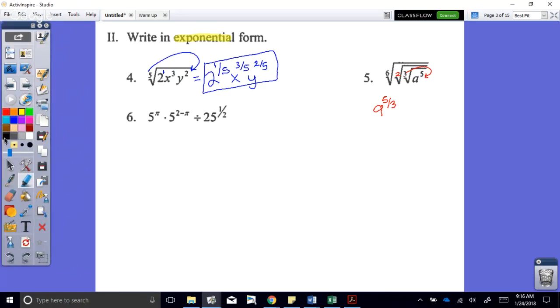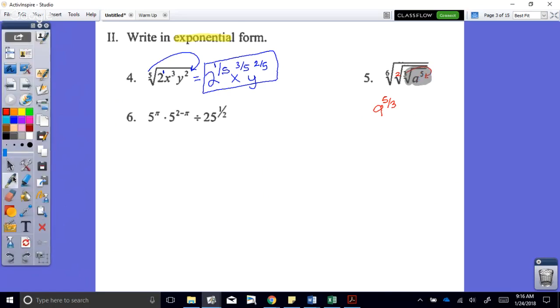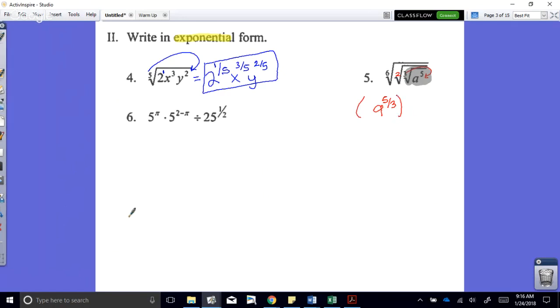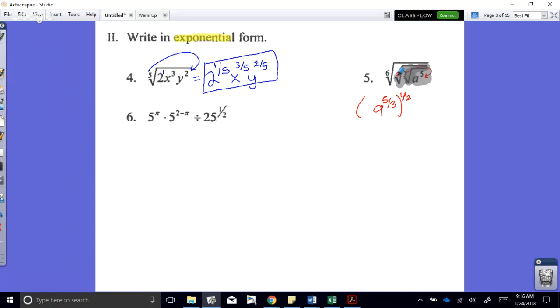Okay, so mentally what we've done is we've taken care of the a to the 5th, and we've taken care of the cube root. So now if you look, we have this square root. Everywhere we see the radical, I'm going to, from now on, put parentheses, and the square root becomes to the 1/2. So now we can mentally blot out this square root.